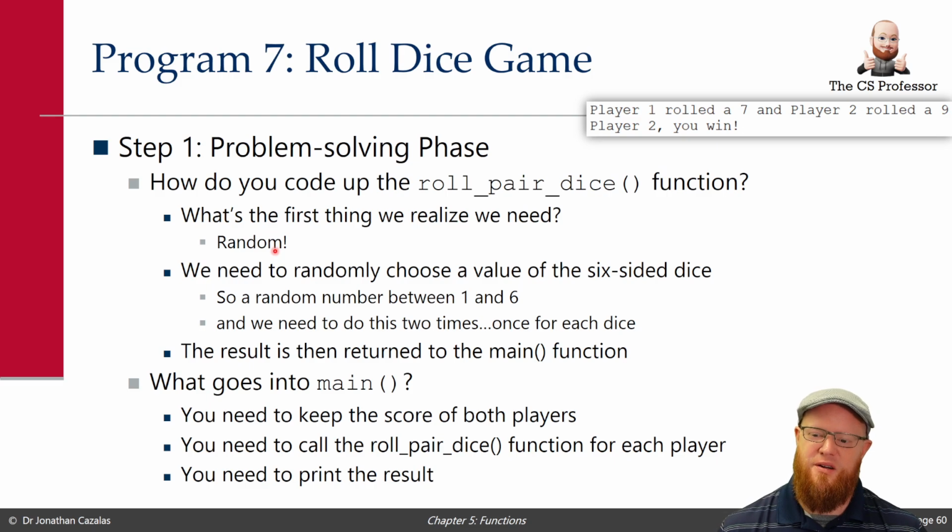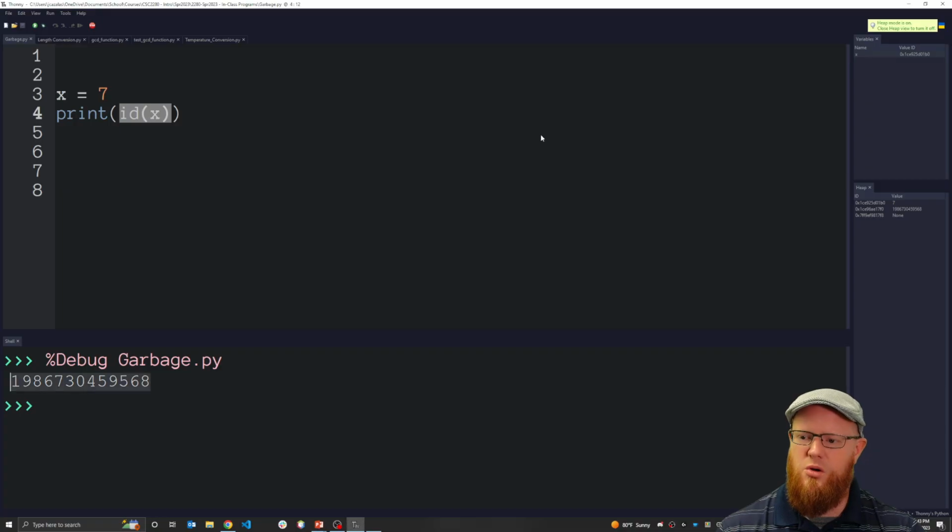So what's the first thing we need? Well, if we want to roll a pair of dice, we need random. We need to randomly choose a value of a 6-sided dice from 1 to 6. That simulates 1 dice roll, and we want to do that twice. We want to simulate 2 independent dice rolls, so 2 independent randoms from 1 to 6. We also need a main where we're going to simulate the rolling of the dice of player 1, simulate the rolling of the dice of player 2, and then simply print out who wins. So let's go code this one up together.